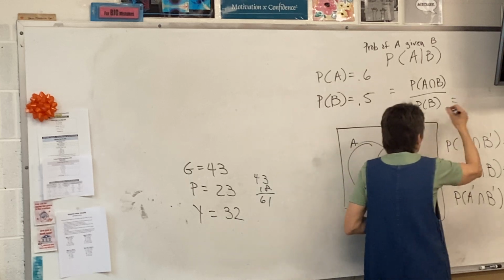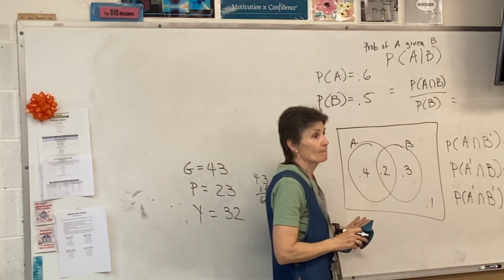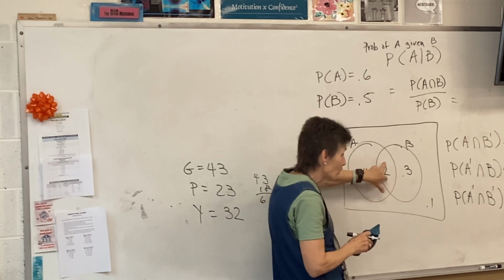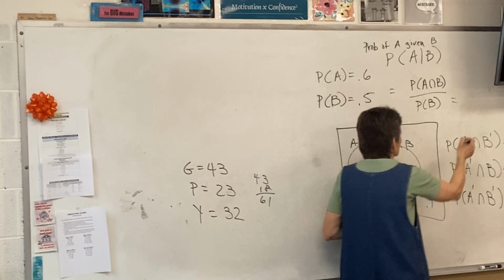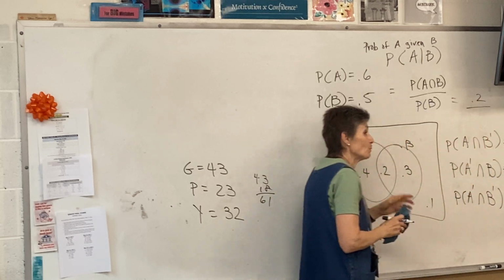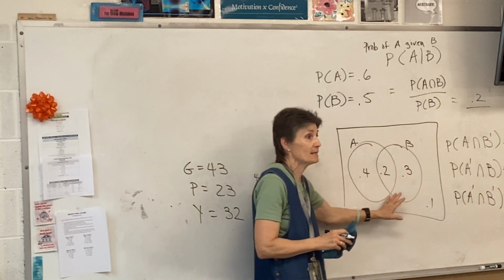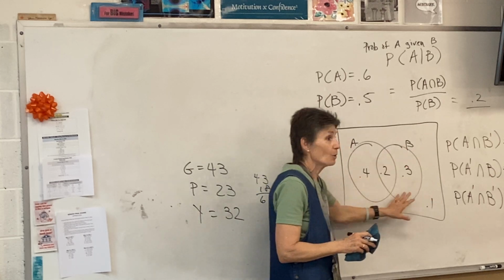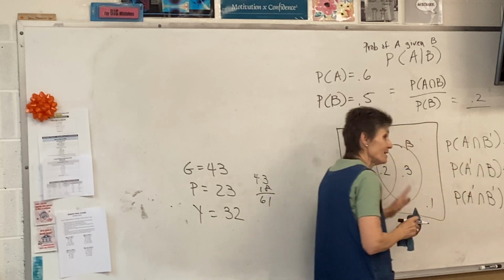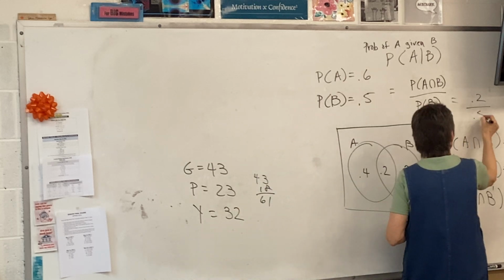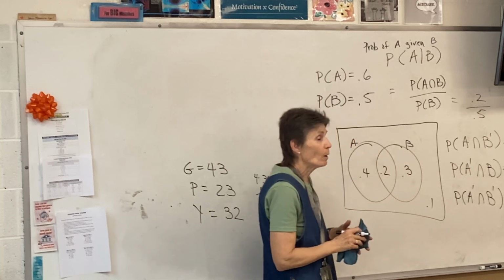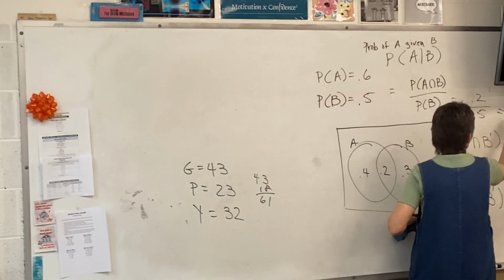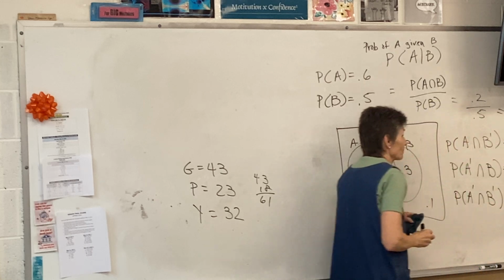Okay, so what was the probability of both? Point two. This is both, A and B, which is the middle. So 0.2, and then what's the total probability of B? 0.6. Oh, 0.5. So 0.2 divided by 0.5, that would be 0.4, I believe. So you put point four.